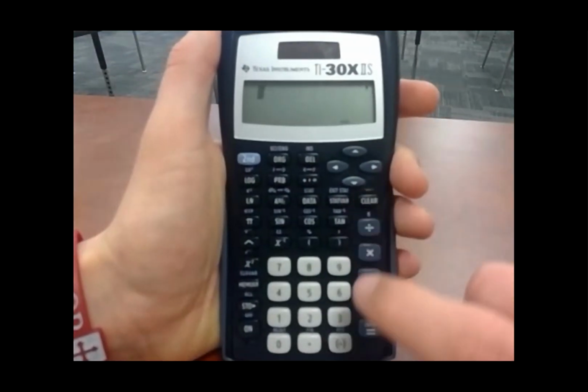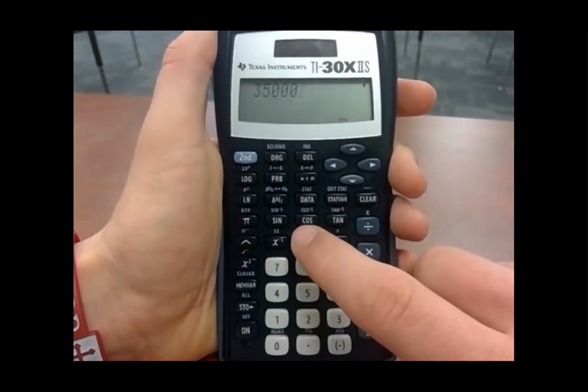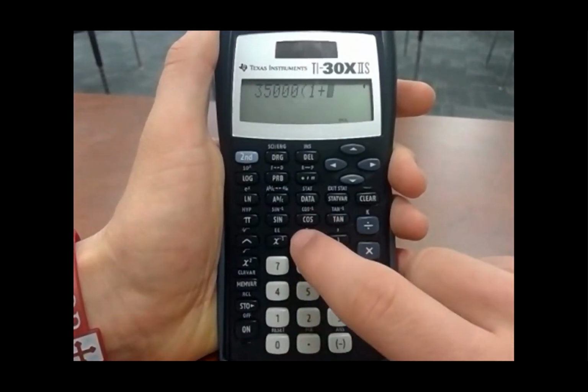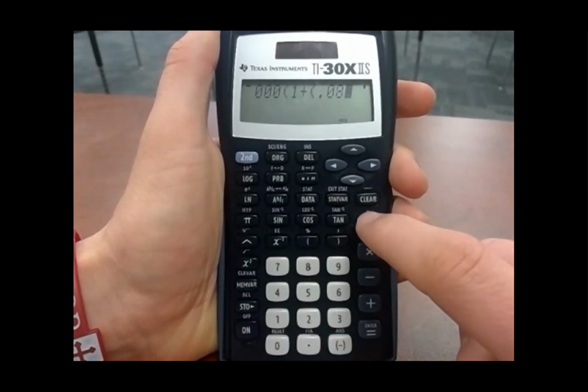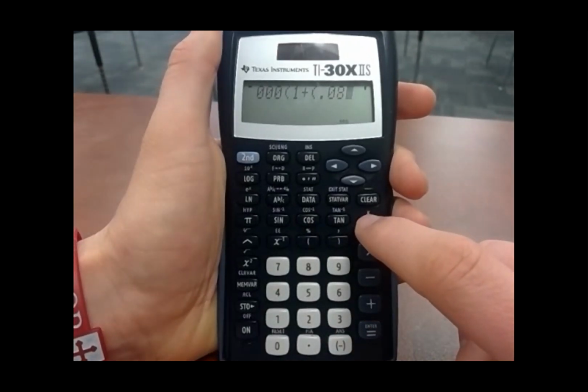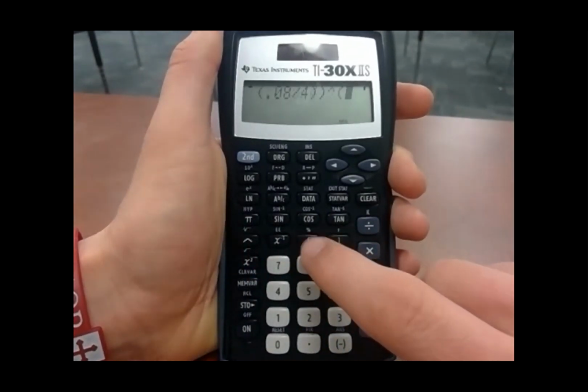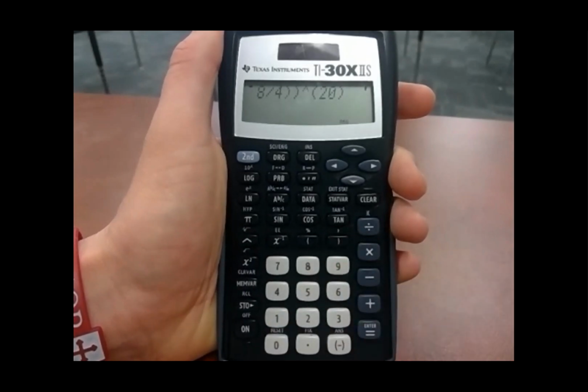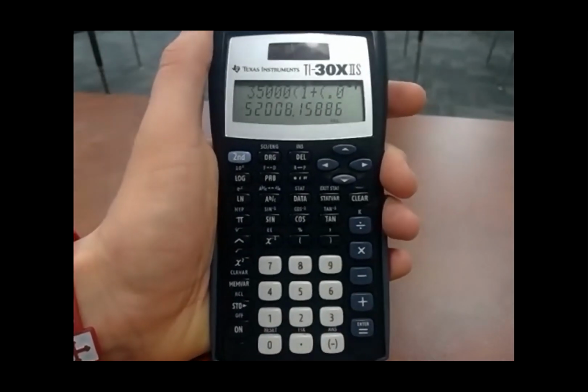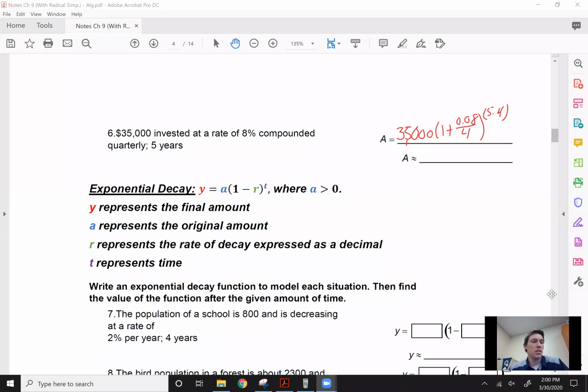So I have 35,000 parentheses 1 plus parentheses 0.08 divided by 4 close parentheses to the 5 times 4, which is to the 20th power. I'm just going to simplify it. So in this case, I end up with $52,008.16. Okay, last thing, exponential decay.